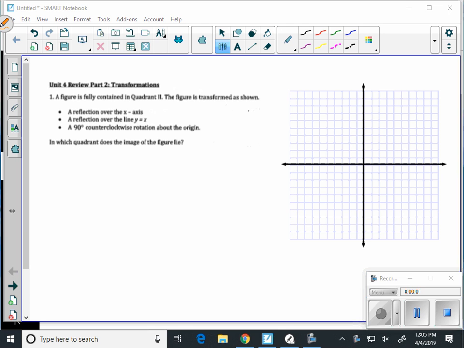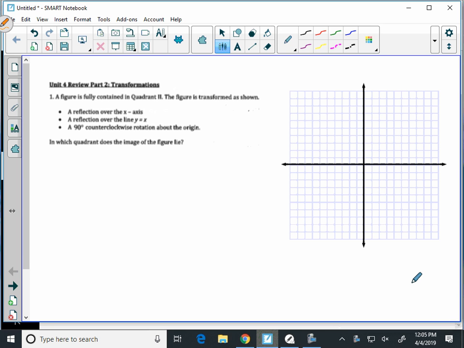I left my flash drive at home, so I had to kind of makeshift the problem on the smartboard, so it might look a little different than what's on your paper, but it's the same problem. So the figure is fully contained in quadrant 2. So it's really helpful if we know what the quadrants are.